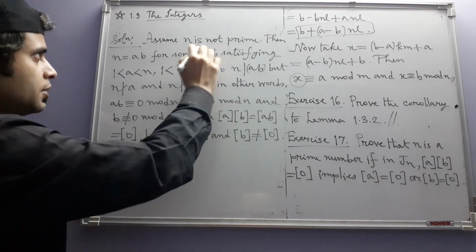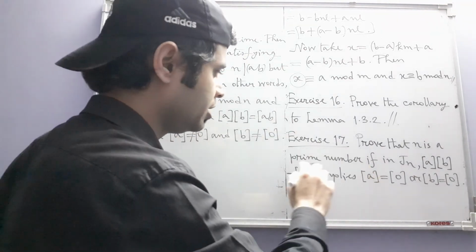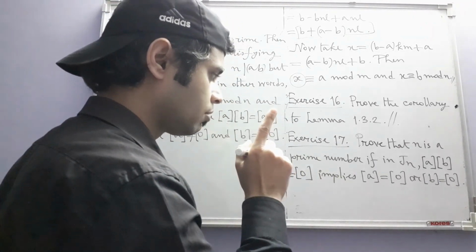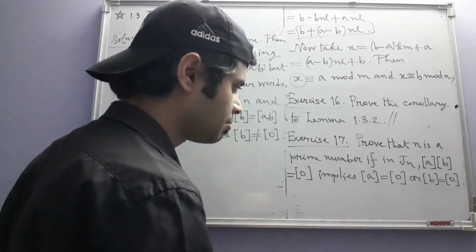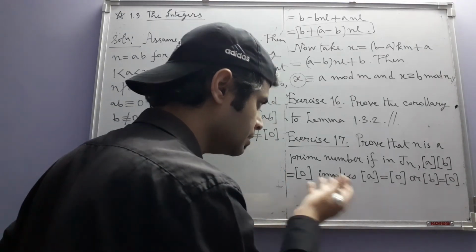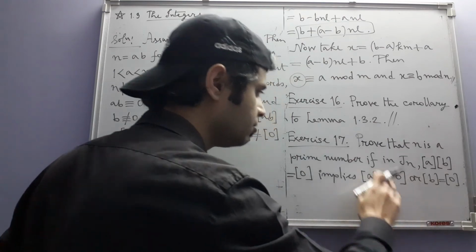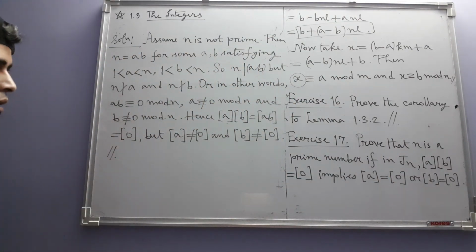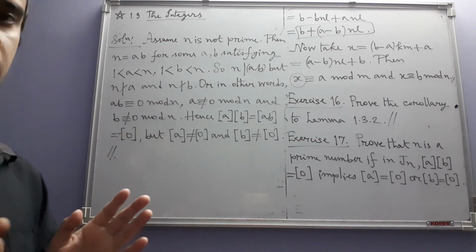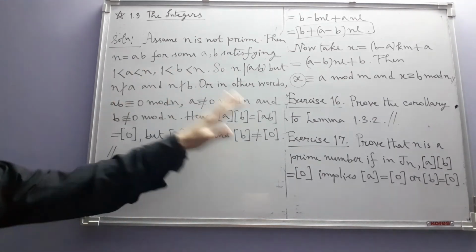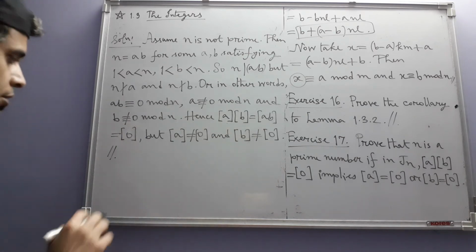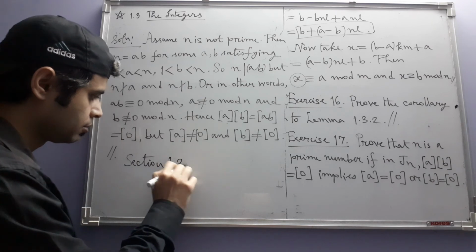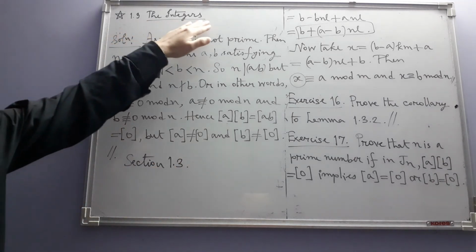So negation of n being a prime implies negation of this, or in terms of contrapositive, this statement, that if this is true, then n is a prime. So that's why the solution ends here, and this completes the set of exercises that is there at the end of section 1.3, which is called the integers.